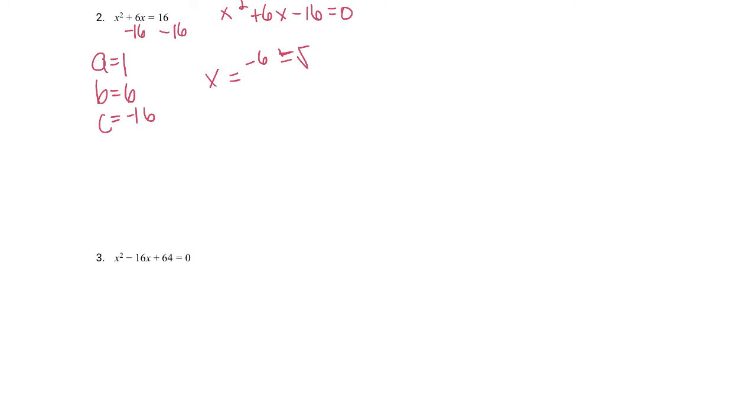Number 2, I get x squared plus 6x equals 16. Same idea. We're going to subtract 16 from each side. And I've got x squared plus 6x minus 16 is 0. That means a is 1, b is 6, and c is negative 16. Fill in our equation. X equals negative b, negative 6, plus or minus the square root of b squared, 6 squared, minus 4 times a times c, all over 2a. Let's simplify a bit.